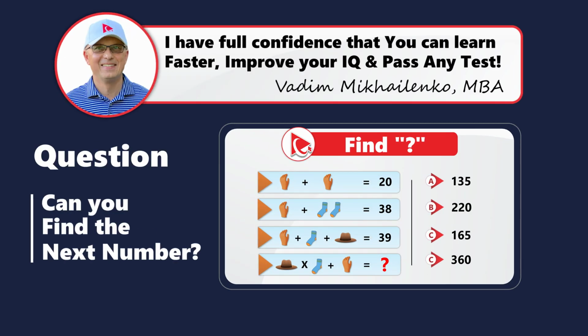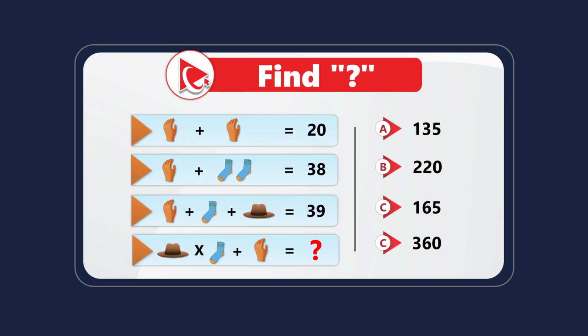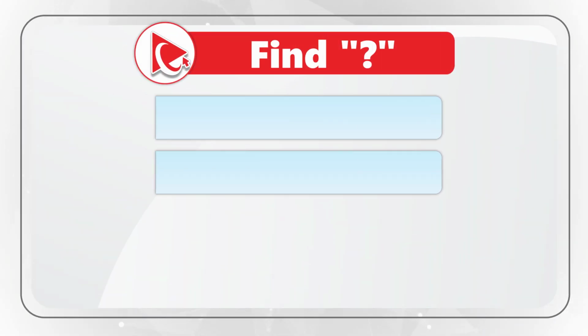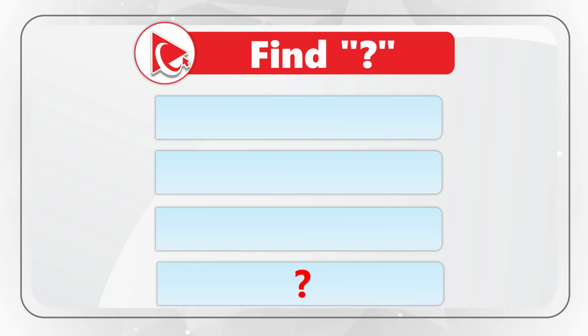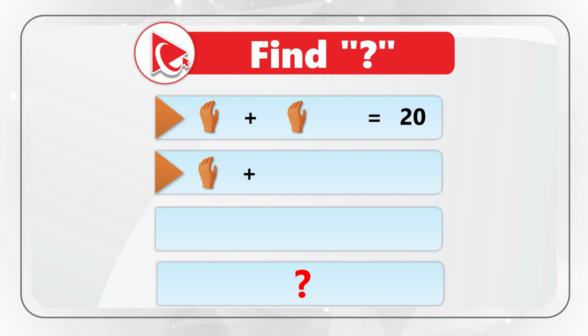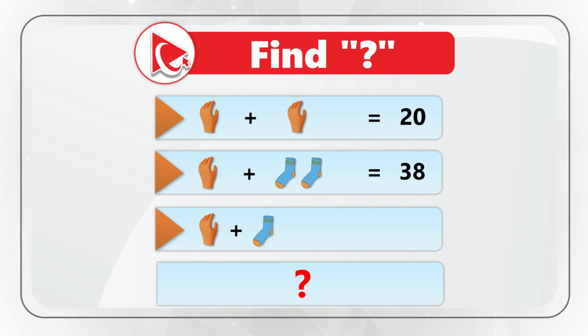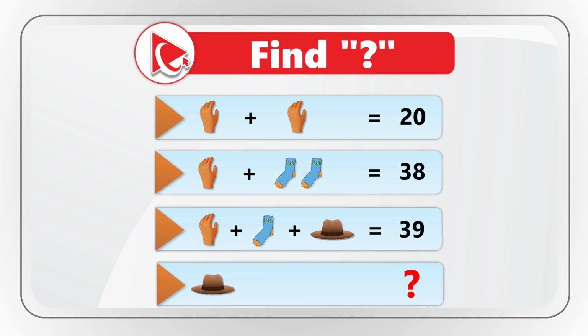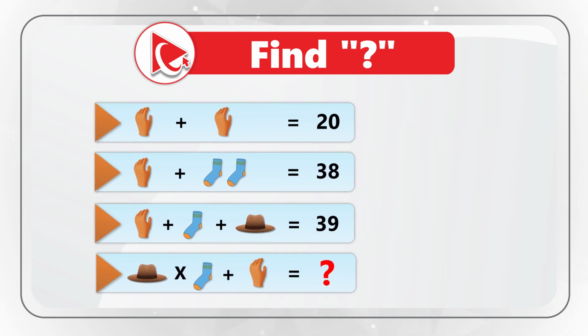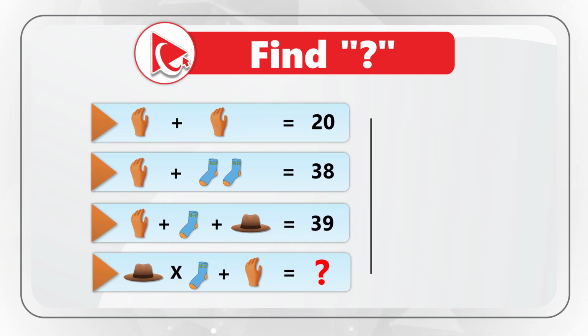Here's one of my favorite questions where you test your mental skills as well as attention to details. You're presented with a series of equations and you need to calculate the missing number. The first equation is glove plus glove equals 20. Second equation is glove plus 2 socks equals 38. Third equation is glove plus sock plus hat equals 39. And then the final equation where you have the missing number is 1 hat multiplied by 1 sock plus 1 glove equals the missing number. You need to calculate and select the missing number out of 4 possible choices.